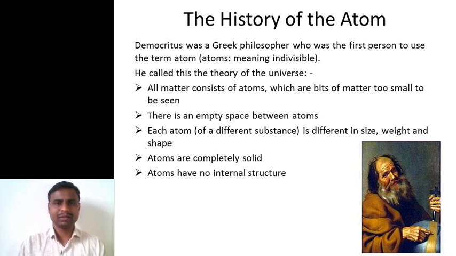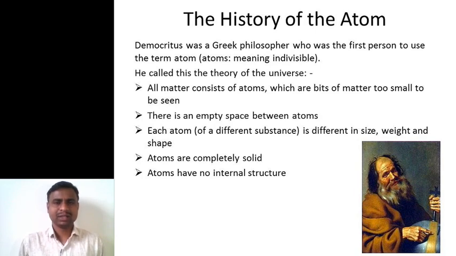Democritus was a Greek philosopher who was the first person to use the term atom. Democritus named the smallest indivisible particle as an atom. According to him, all matter consists of atoms, which are bits of matter too small to be seen. So the smallest particle in the universe is the atom.